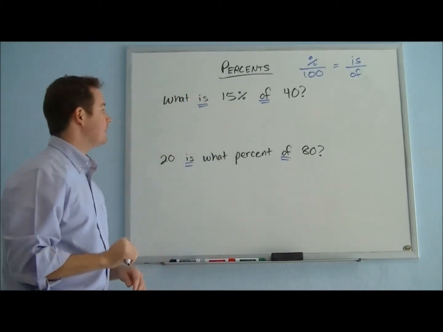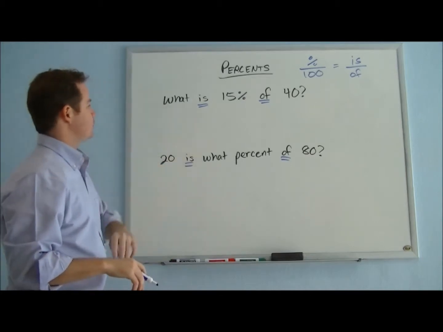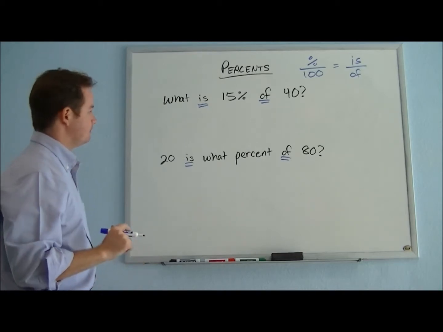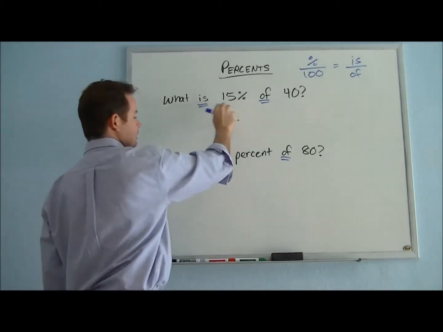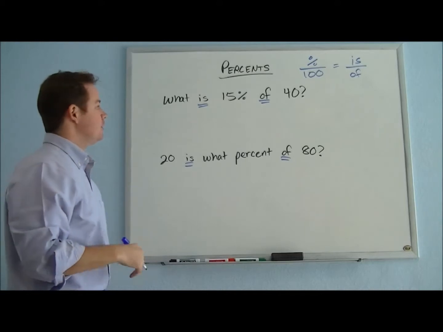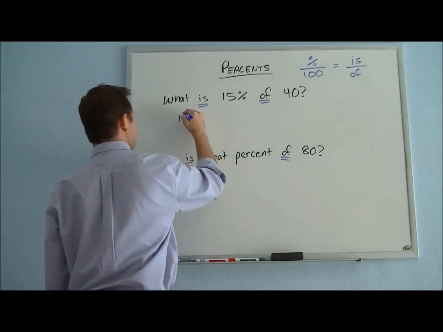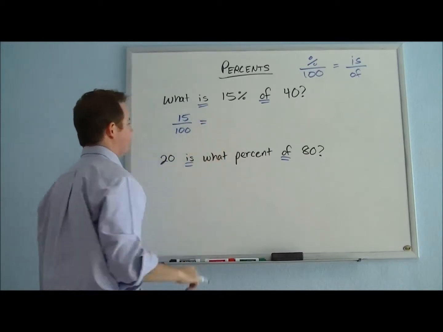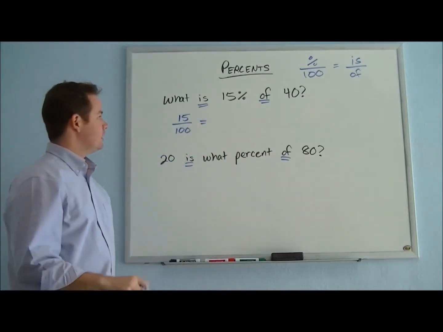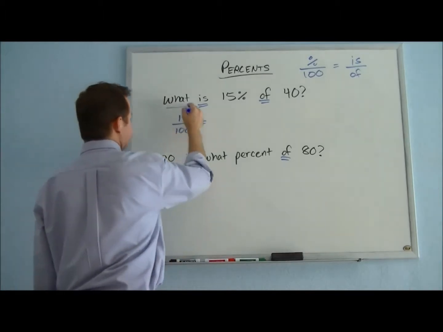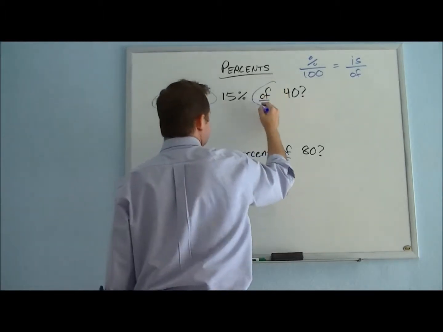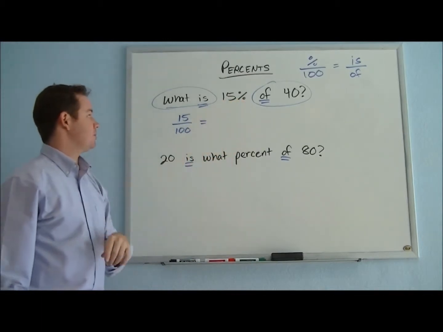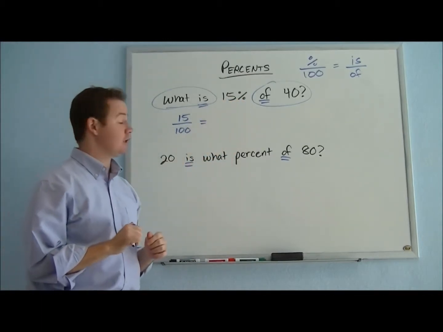So let's take a look at how to set up this first question. What is 15% of 40? Anytime you see a percentage given in the question, your first instinct should be to put that number over 100. That's always step one. Now, for the other part, we have to figure out what goes on top and what goes on bottom when we plug in the percent over 100 equals is over of.